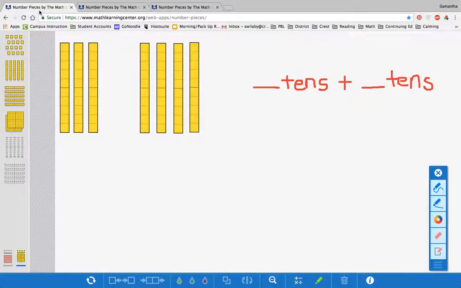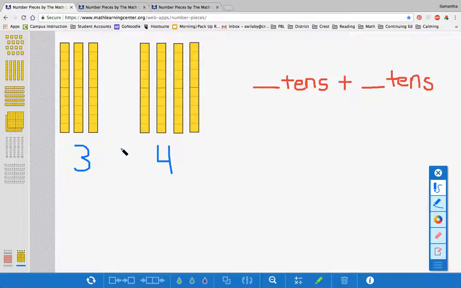In today's video, we're going to learn how to add groups of 10 together by using base 10 blocks. So as you can see on this screen, we have some groups of 10. Right here, I have 3 groups of 10. And then over here, we have 4 groups of 10.